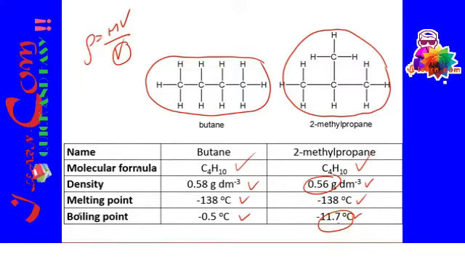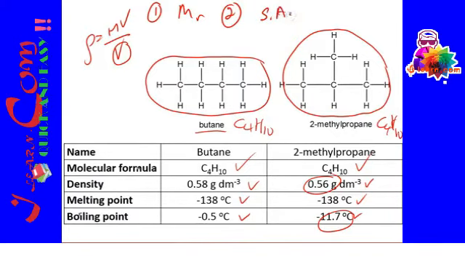Why is this different? Actually, this is not in the O-level syllabus, but for your information, if you recall butane and 2-methylpropane, they are both hydrocarbons. The predominant force between hydrocarbon molecules is van der Waals forces. Van der Waals forces depend on the Mr. This is number 1 factor. And the number 2 factor is actually the surface area of the molecule.